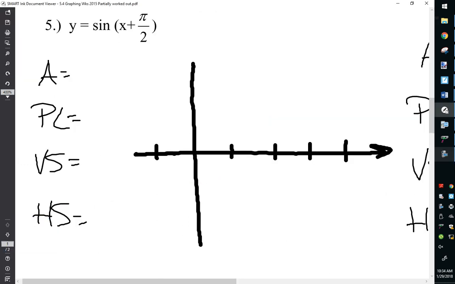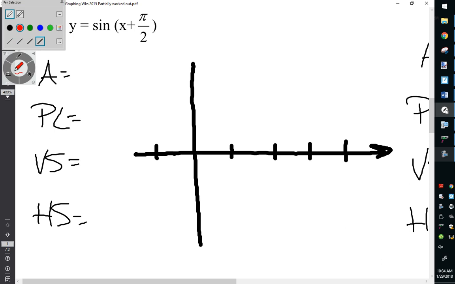2 more. Number 5, we're graphing sine x plus pi over 2. Amplitude is 1 because there's nothing in front. Period length is 2 pi. And then you multiply by the reciprocal of whatever's in front of the x. There isn't anything, so it stays 2 pi.